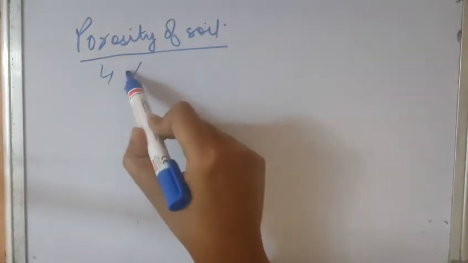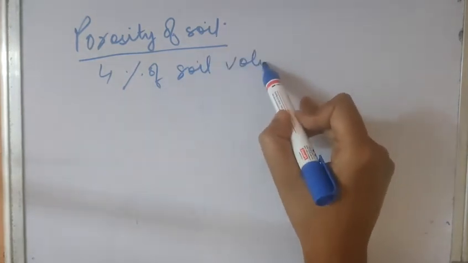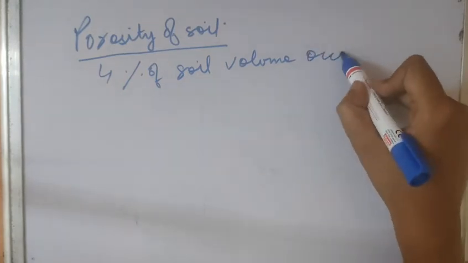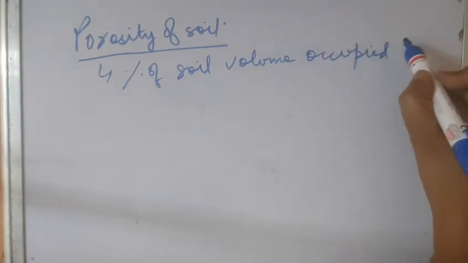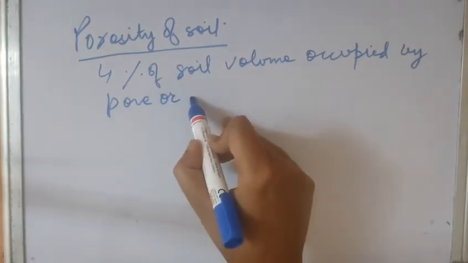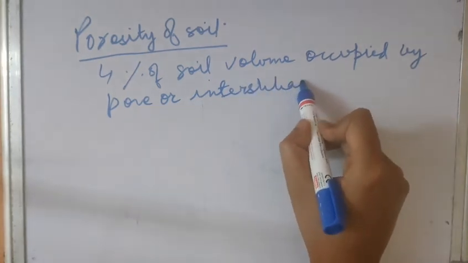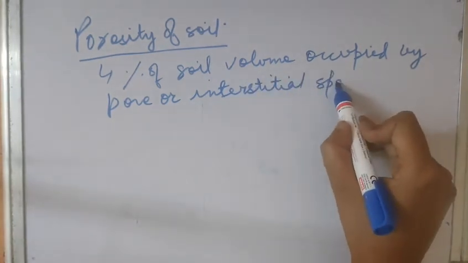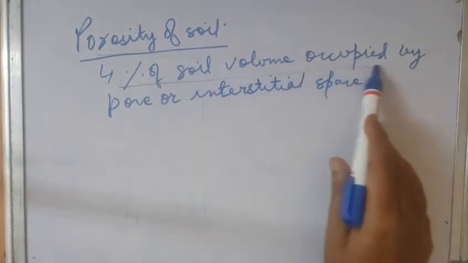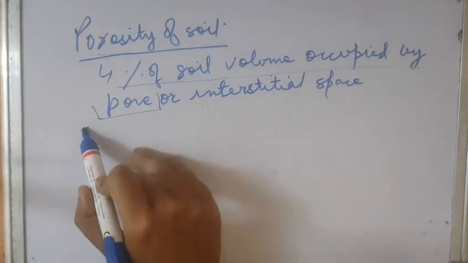It is the percent of soil volume occupied by pore or interstitial space. That is, from porosity you can imagine that it is the percentage of soil volume occupied by pores or spaces present in soil. So we have got two types of pore.